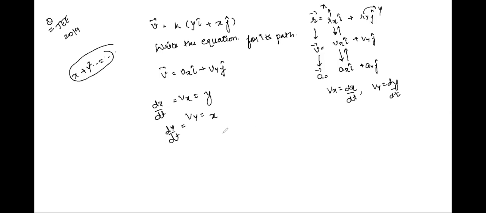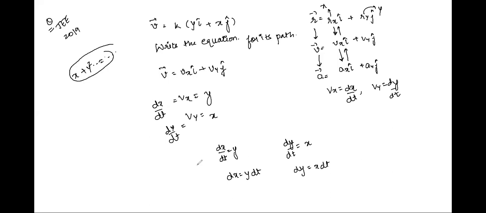So all you're going to do is write dx by dt is equal to y, and dy by dt is equal to x, correct? Just write down this equation and integrate on both sides the way we did last time. dx is equal to y dt, and dy is equal to x dt. Take integration on both sides. This is one way of doing it, or you can also do it some other way.